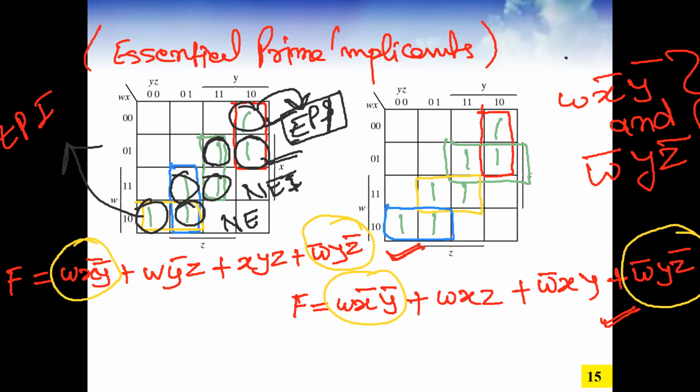Clear, girls? Or should I give you one more example? No, it's clear. Okay, let's quickly go through one more example, and you have to tell me what the essential prime implicants are. So let's go for that. Just remove this one, and I'm just putting some entries around here.